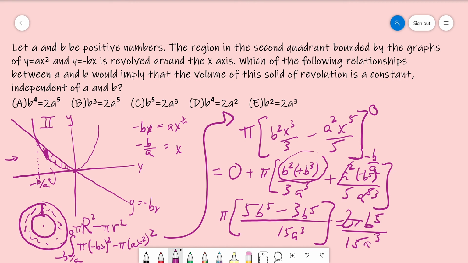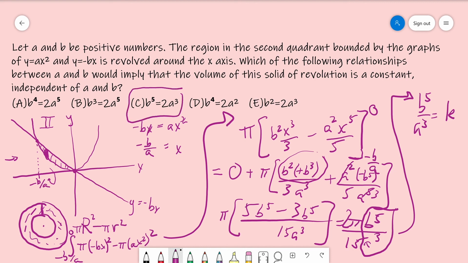So the only way that this is going to be a constant is if b to the 5th over a cubed is somehow a constant. And so this means that b to the 5th over a cubed is equal to some constant k. And the only way that could be is if answer C, b to the 5th is equal to 2a cubed. It could have been some other number, not just 2, like 4, 10, any number would work. But this is the only answer that has a relationship between b to the 5th and a cubed. So the answer is C.